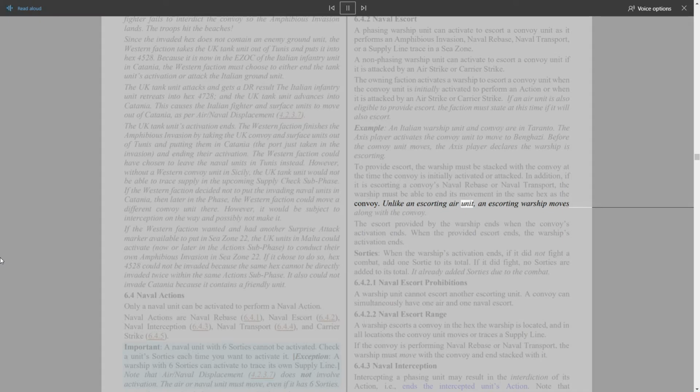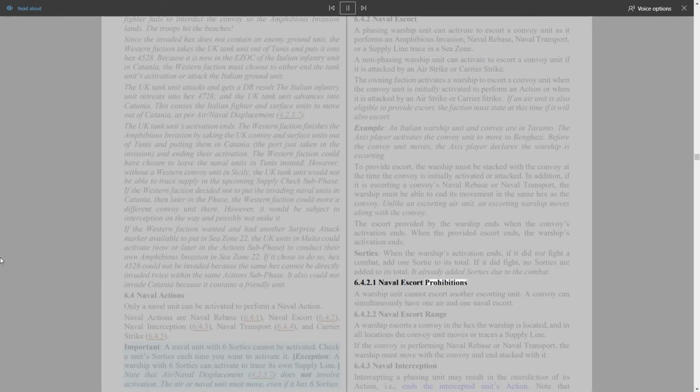Unlike an escorting air unit, an escorting warship moves along with the convoy. The escort provided by the warship ends when the convoy's activation ends. When the provided escort ends, the warship's activation ends. Sorties: when the warship's activation ends, if it did not fight a combat, add 1 sortie to its total. If it did fight, no sorties are added to its total. It already added sorties due to the combat.